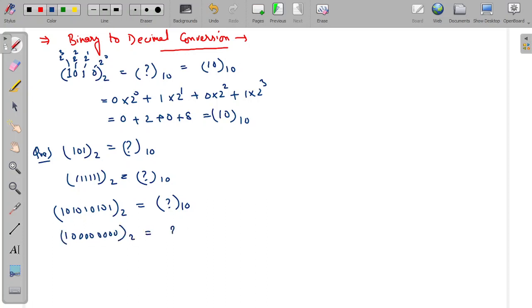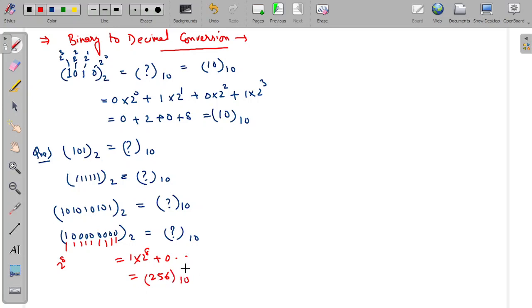For this, we can easily determine this is 2 to the power 0, 2 to the power 1, 2 to the power 2, 2 to the power 3, 4, 5, 6, 7, 8. So this is having a weight of 2 to the power 8. So this will be equal to 1 into 2 to the power 8 plus all zeros. So 2 to the power 8 is 2, 4, 8, 16, 32, 64, 128, 256. So this would be equal to 256 in decimal.